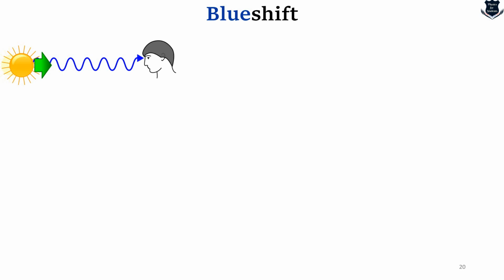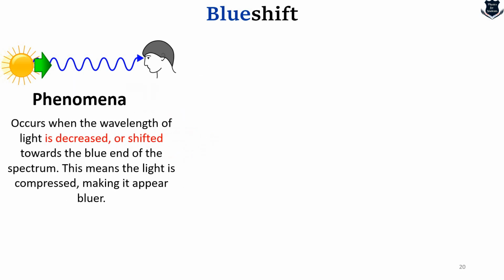We come next to what is called a blueshift. It is almost opposite to that, but the phenomenon is that blueshift occurs when the wavelength of light or other electromagnetic radiation from an object is decreased. Remember, here it is decreased, and in redshift it is increased. It is shifted towards the blue end of the spectrum. This means that light is compressed, making it appear blue.